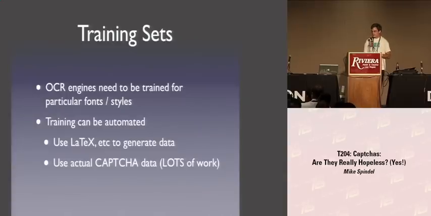So if we want to improve the quality of the OCRing in general, we can retrain the OCR for a specific character set for that one CAPTCHA. Sometimes this can be really simple. It's just a matter of generating massive amounts of data with like LaTeX or something like that. Sometimes you have to use actual CAPTCHA data.